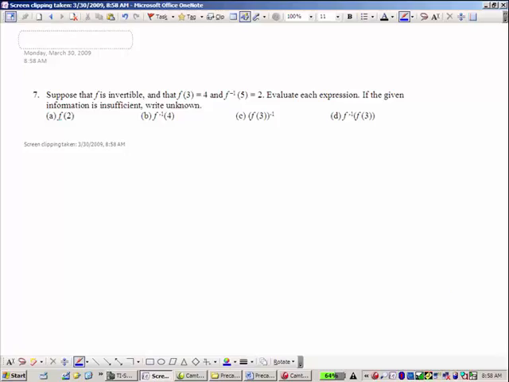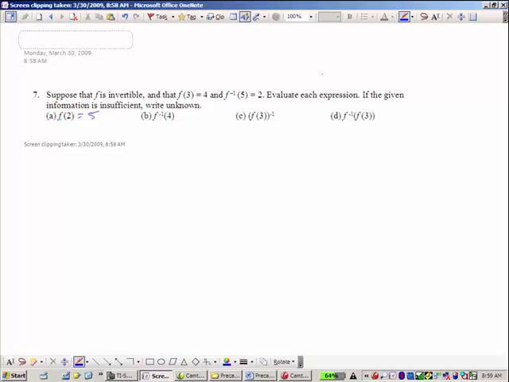So we know f of 3 equals 4 and f inverse of 5 equals 2. And the question is there enough information for A, B, C, and D? And if there is, what's the answer? All right, so for A, someone want to take a shot at A? Monty? Definitely. How'd you get it?